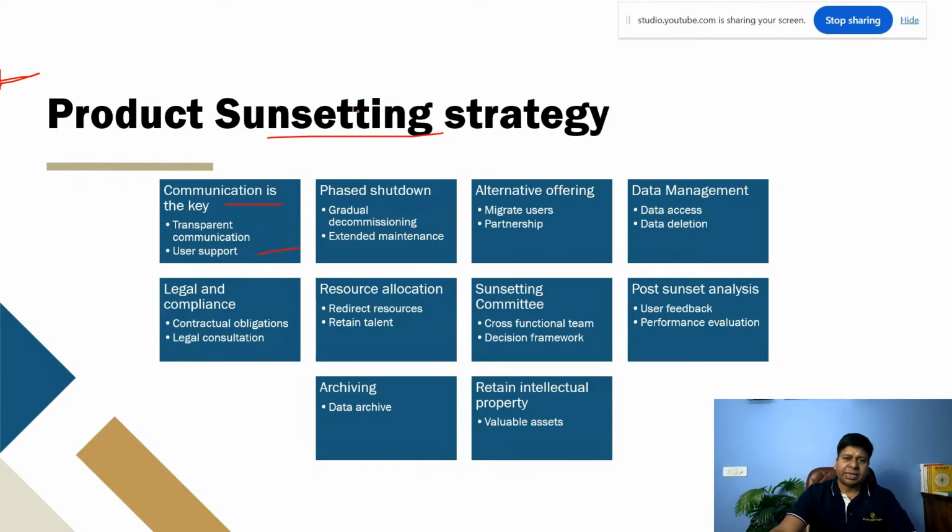Do not compromise with that. Ending the product life cycle does not mean you are ending the brand or ending the organization. There are a lot of things. Phase shutdown means it should not happen that we are shutting down the product in one go. No. The shutdown should happen in a proper way. Like, from this date, we are not going to release any new things except the security patches.